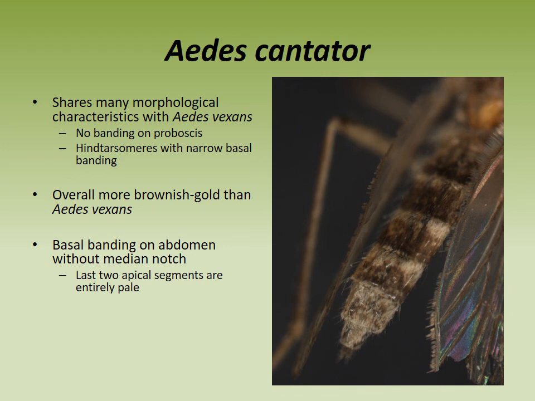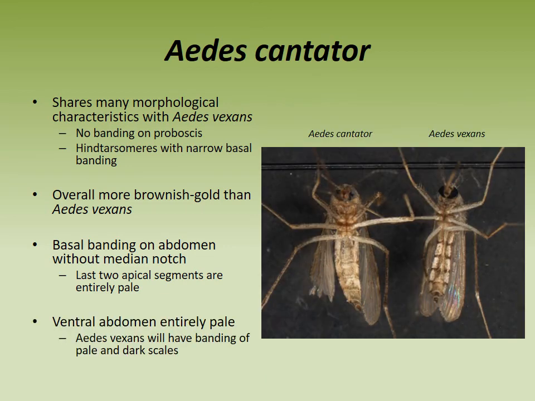The basal banding on the abdomen does not have that median notch. There's not that W shape. Instead, it goes fairly straight across. And the last two segments are going to be entirely pale. That is easy to see on a lot of specimens, where vexans will not have that.